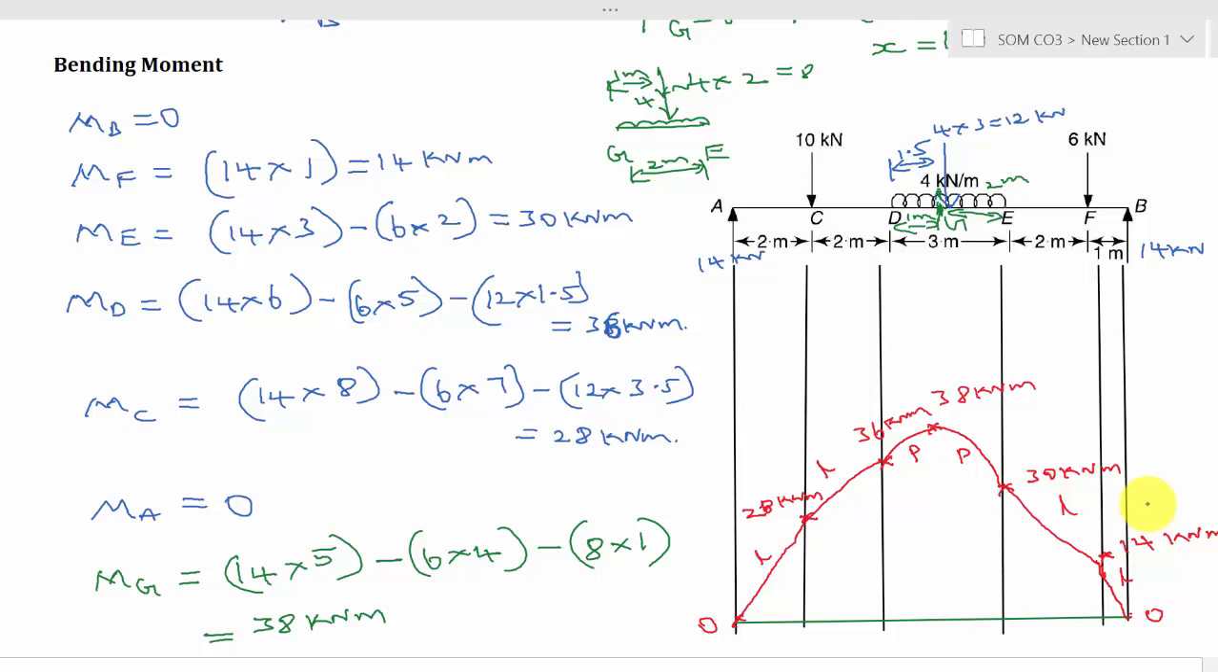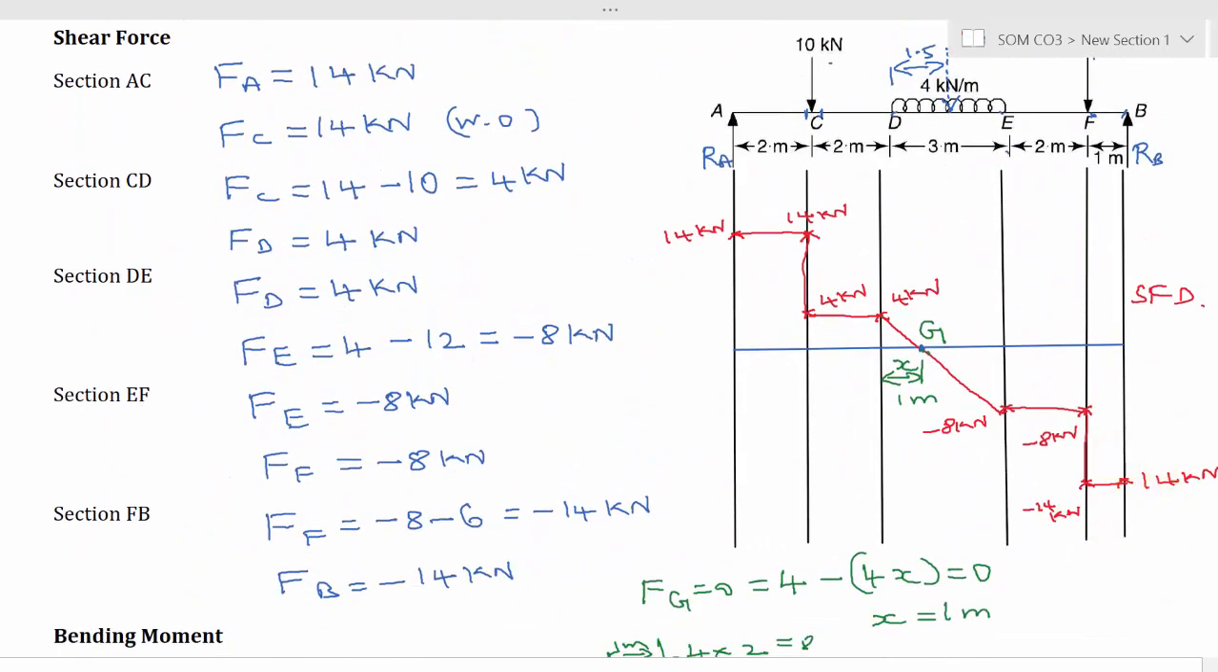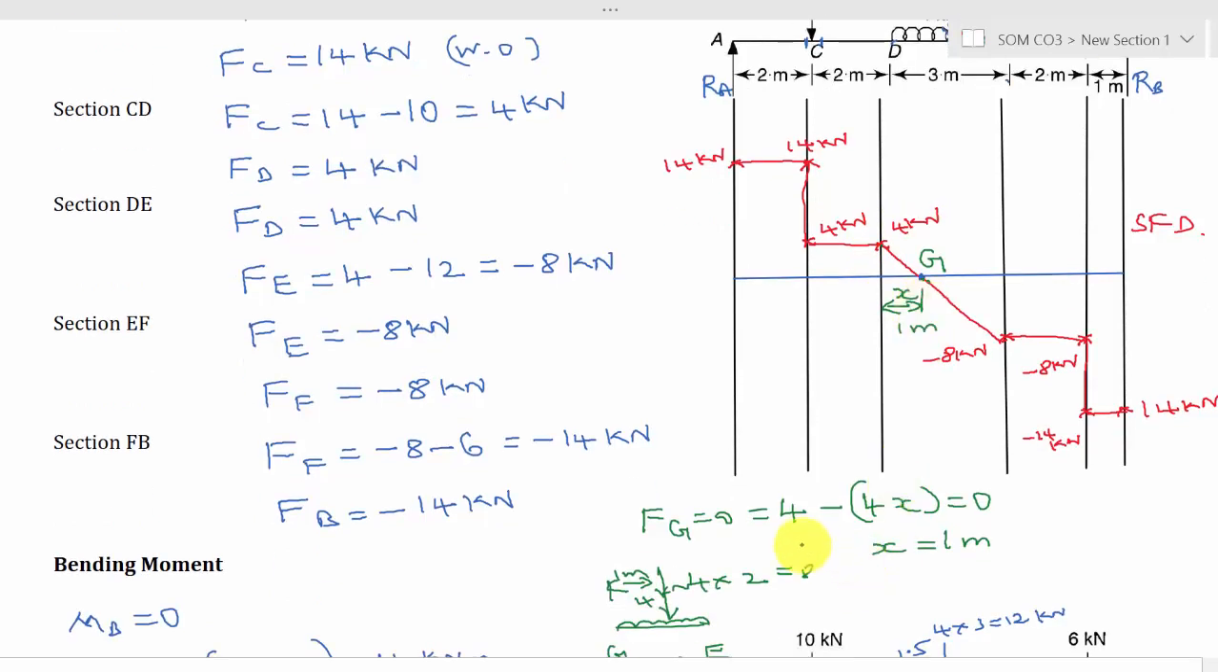So about this problem, one point is very important. We have to calculate the point of contraflexion. Okay, so that is at the point where the shear force is 0. So I have considered the distance as x. So at FD it is 4 kilonewton. So I have subtracted the 4 into x, that is the UDL acting in this region with the previous point, and I have calculated the x value.